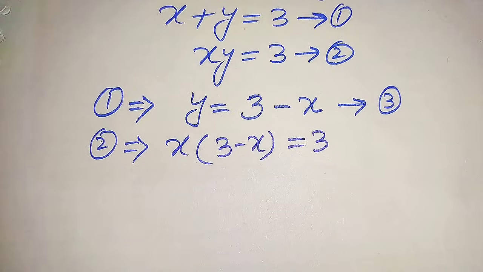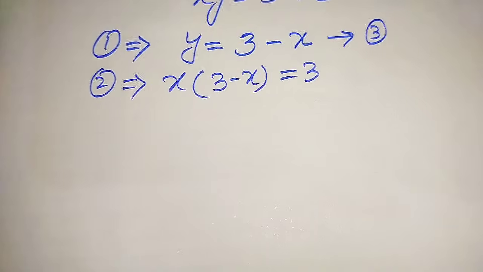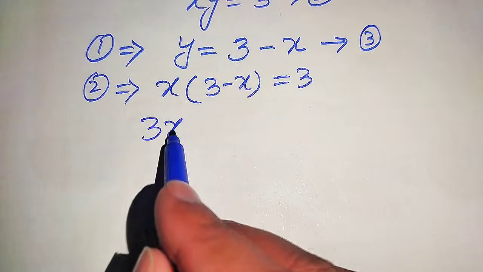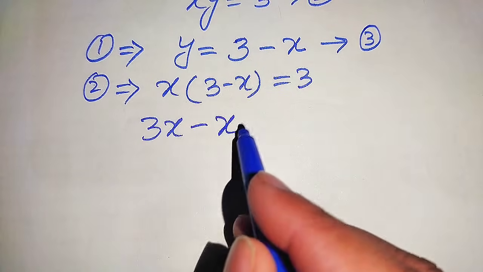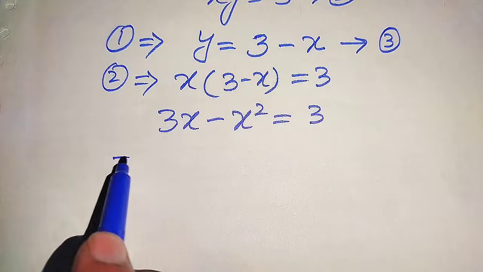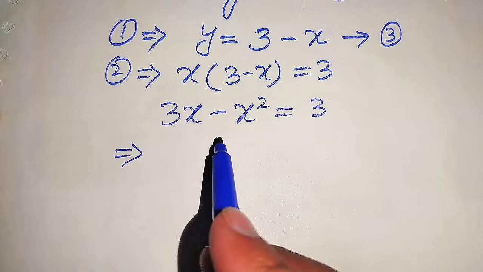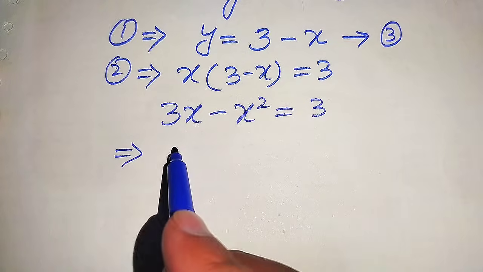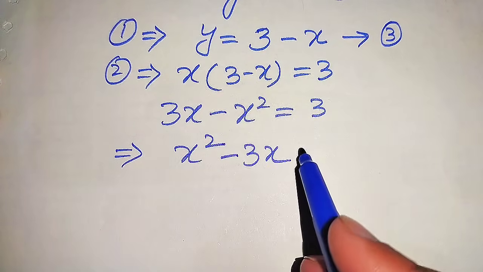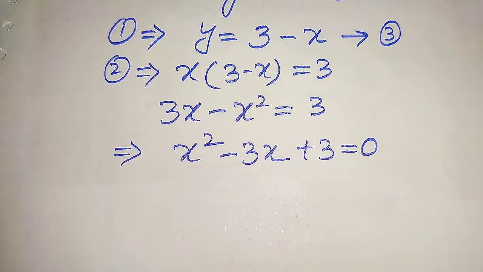And further in the next step we need more simplifications. We multiply x on both of these two values and it becomes 3x minus x square equals 3. Now we move both of these two terms from the left hand side to the right hand side, and it becomes: minus x square becomes plus x square, plus 3x becomes minus 3x, and plus 3, and this whole equation equals 0.